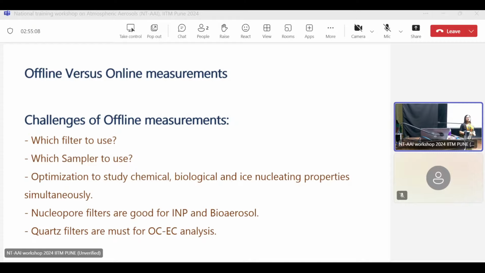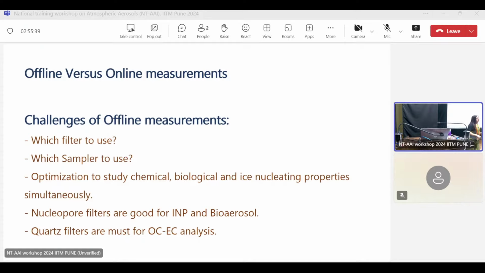But of course, the challenges are also there, like which filter to use. So if you have fundamental knowledge of filters, what filter papers are you using? Quartz, Teflon, Nuclepore. So if you want to do OCEC, what will you prefer? You don't have any preference. You can only do quartz, right? But if you want to do INP or bioaerosol, what will you prefer? Nuclepore. Because from Nuclepore, the INP can be washed easily.